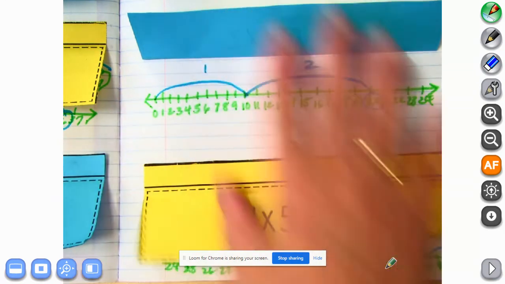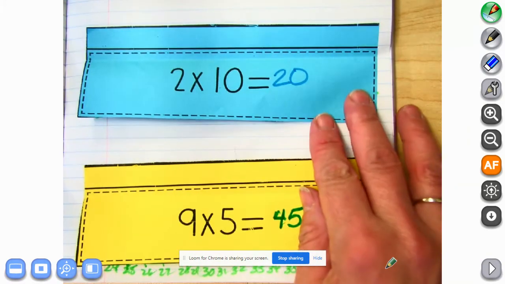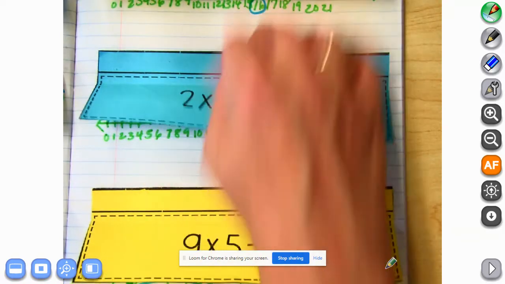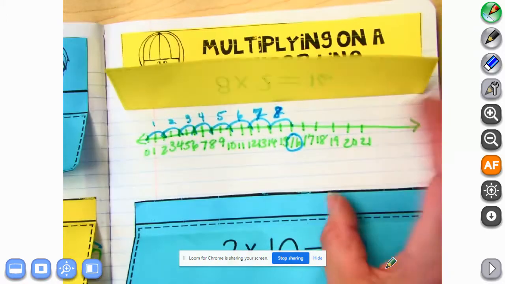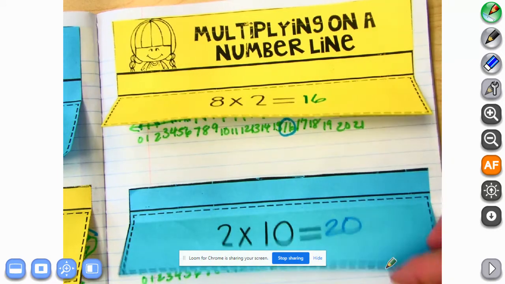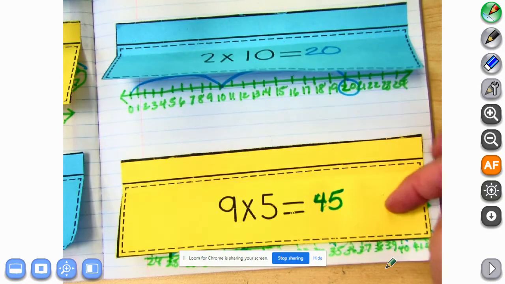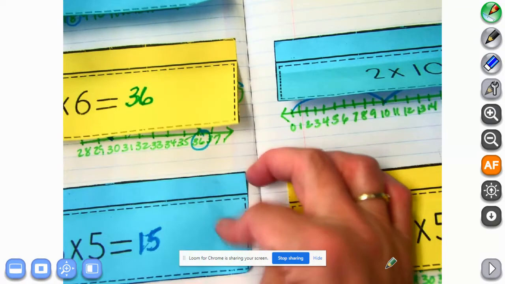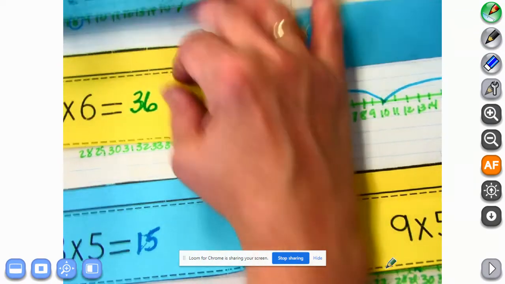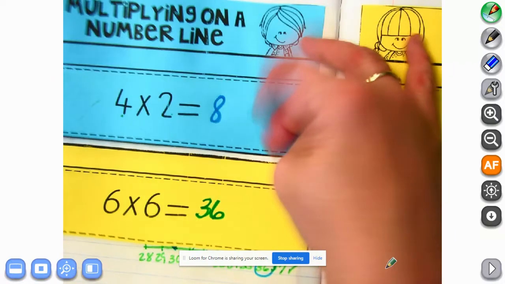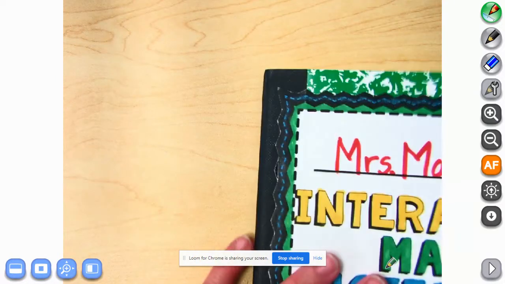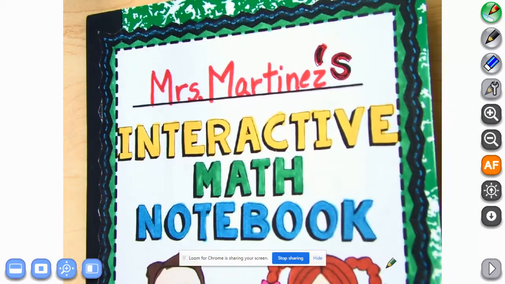So you can just go ahead and write that down on there. All right. So you should have a number line under each one of these, a number line and the answer for each one. So you should have all of that done there. Okay. And let's take us back to our main screen.